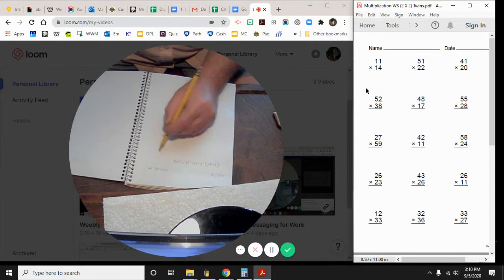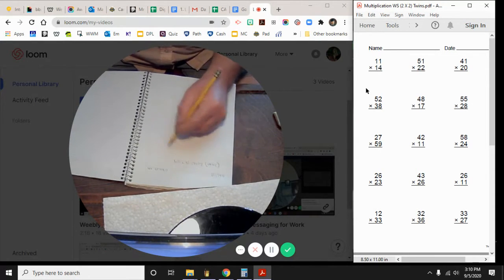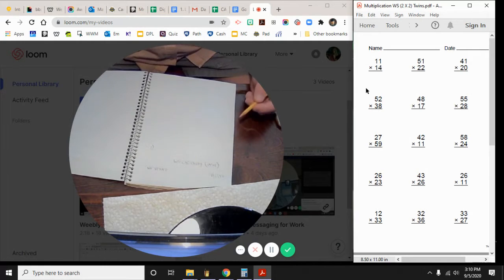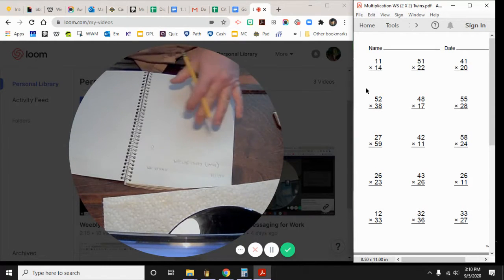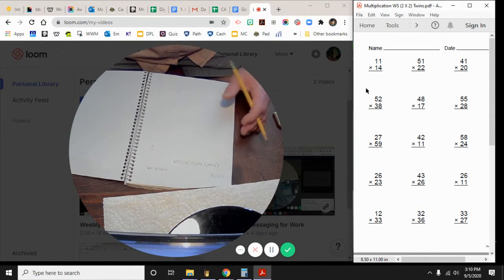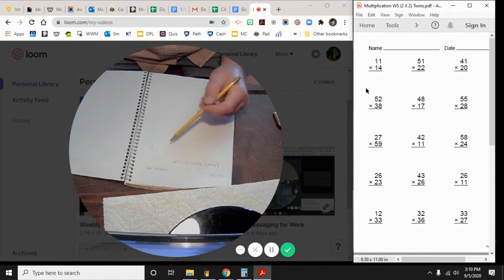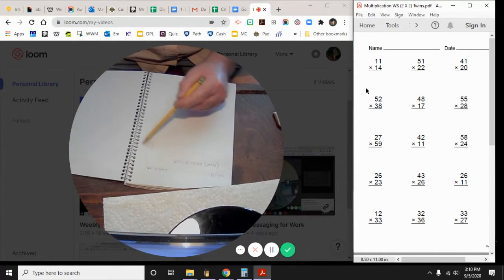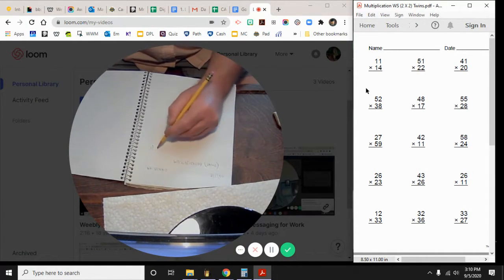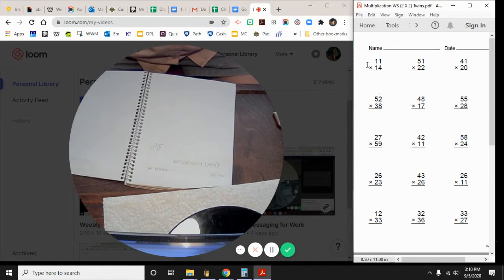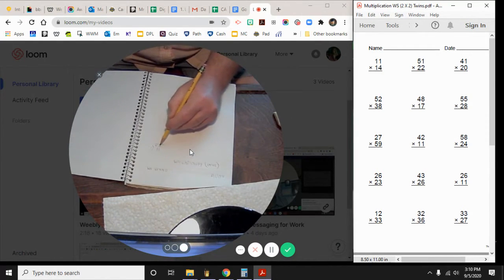Problem number 1. Skip a couple spaces down from your title and put a number 1. I know it's backwards on the screen, but I think you guys can figure this out. I mean, obviously I'm starting on the left, all right? Put number 1 and write the problem. 11 times 14, and our problem is right here, number 1. 11 times 14, and I'm going to use my lines to help me on the paper.